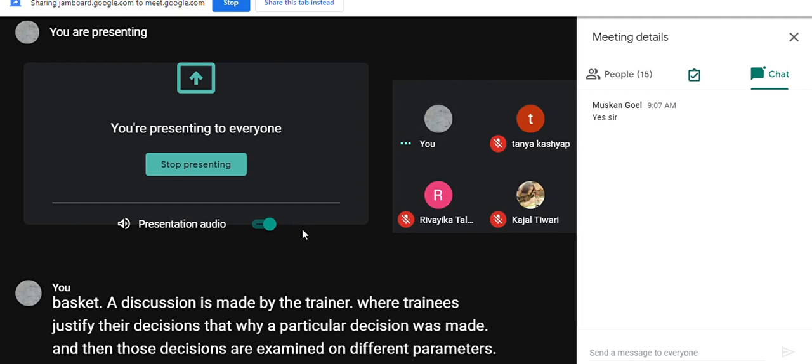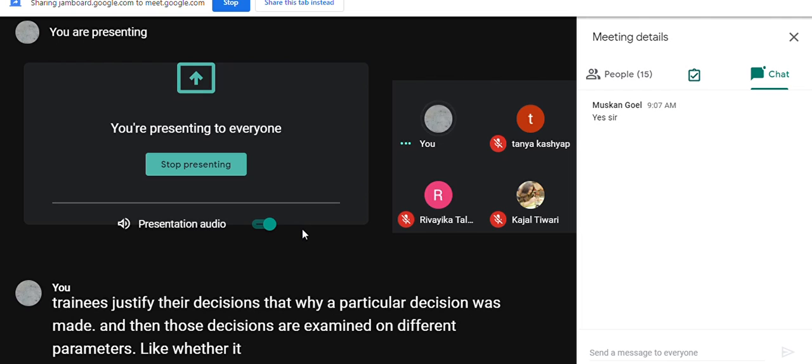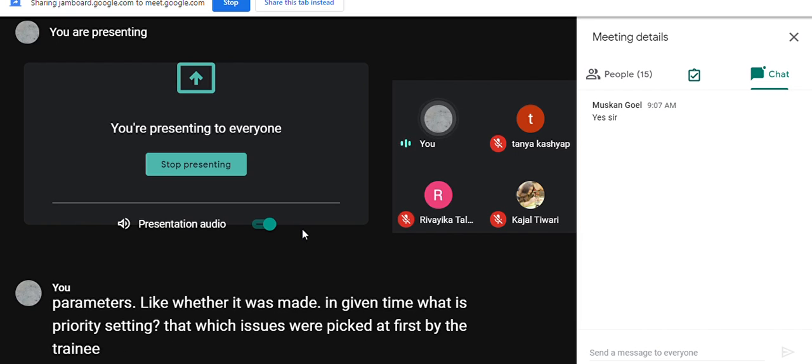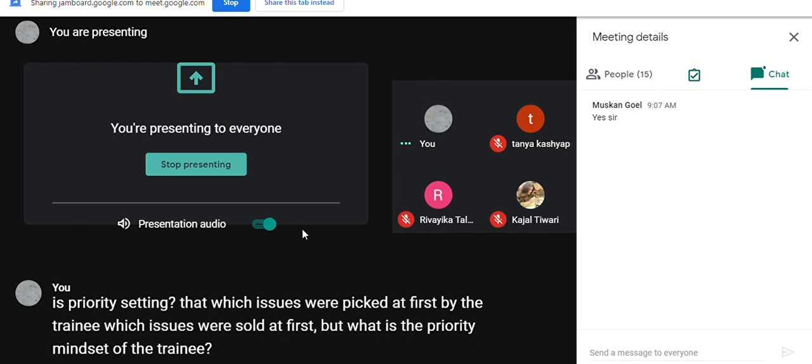like whether it was made in given time, what is priority setting, that which issues were picked at first by the trainee, which issues were solved at first, that what is the priority mindset of the trainee, then what assumptions were made.